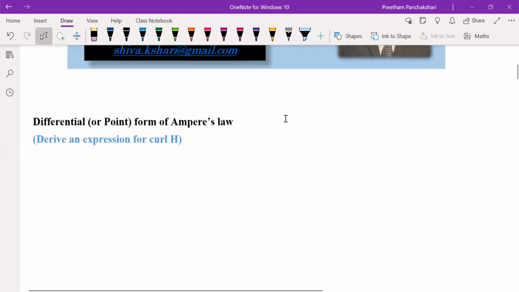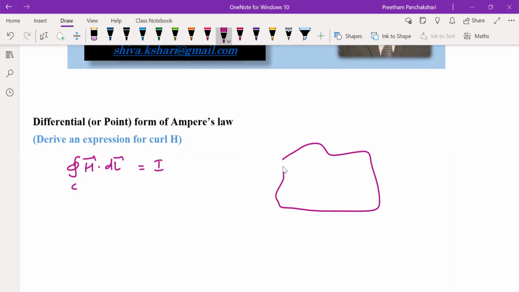But we have already seen the integral form of Ampere's law, which is given by the integration of H over a closed path is equal to the current enclosed by the closed path. That means if we have a closed path, say C, then the evaluation of magnetic field H on this closed path is equal to the total current enclosed by the path. That means the total current present within the closed path. This is Ampere's law in integral form.